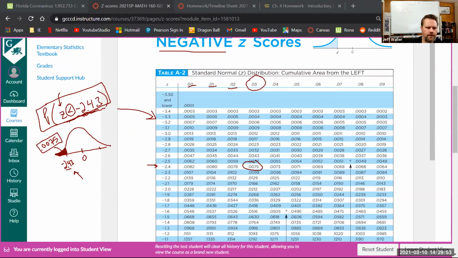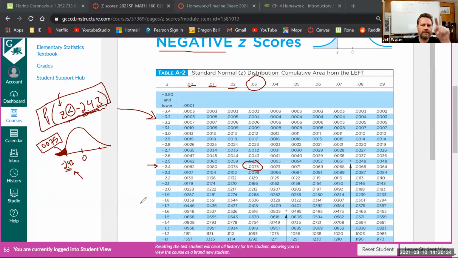Okay. Oh, wait, somebody's chatting at me. All right. So to look up any z-score, negative 2.4, that's the first decimal place, right? So I'm in this row. And then I go over to where it says 3. So this up here is the second decimal place, and these go up to the first decimal place. So I take 2.43 and break it up. That's the area right there.